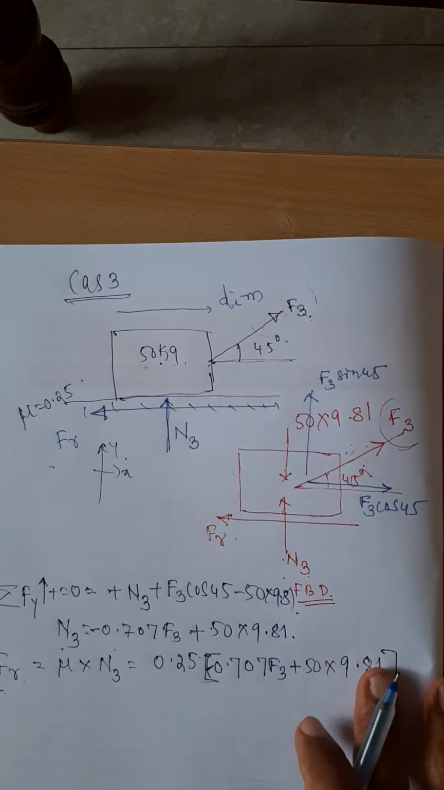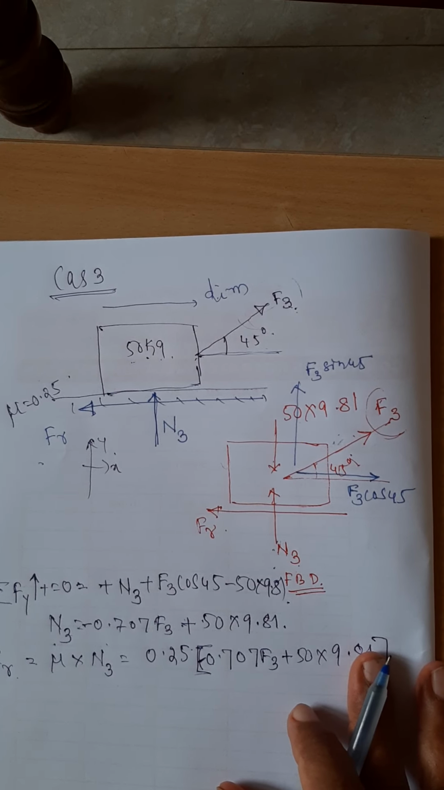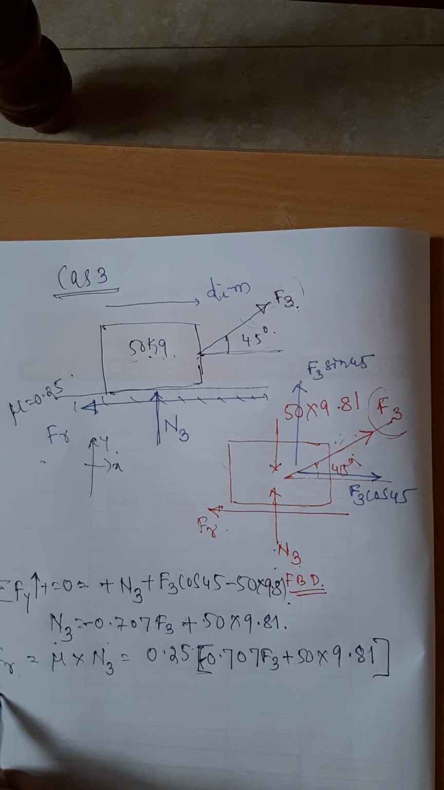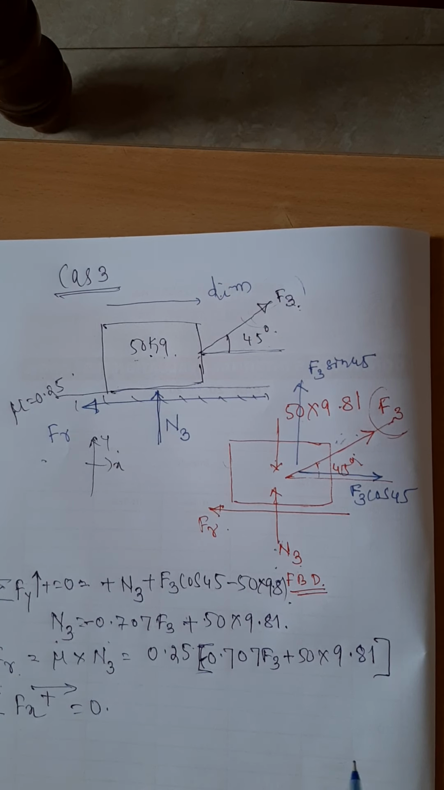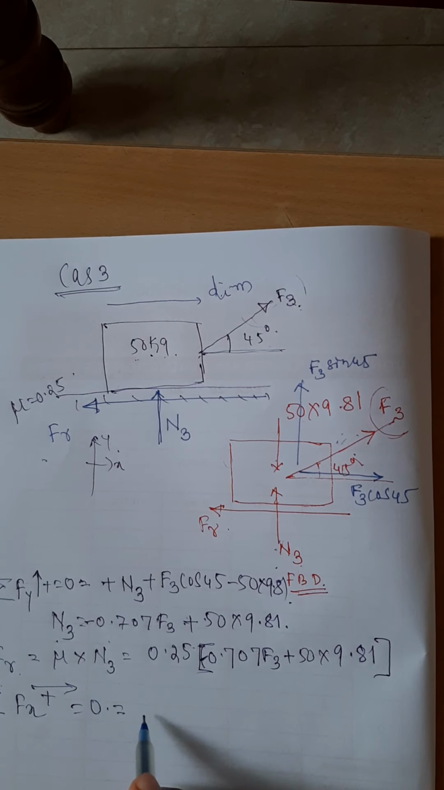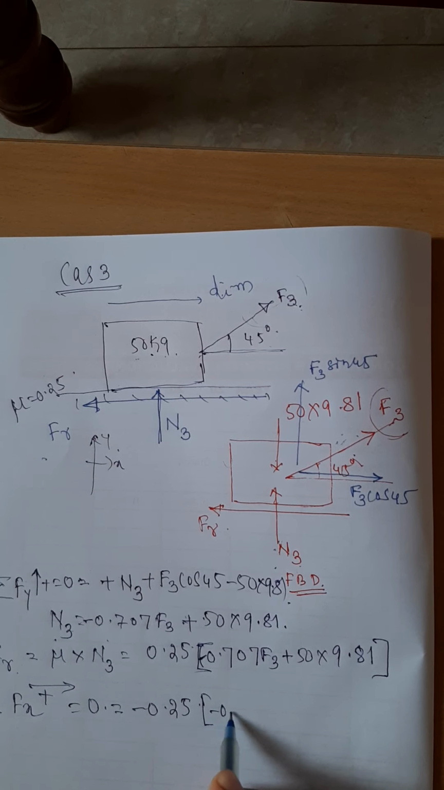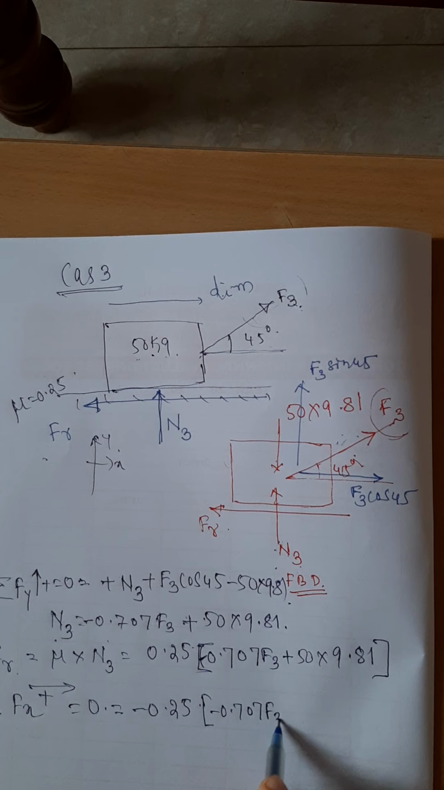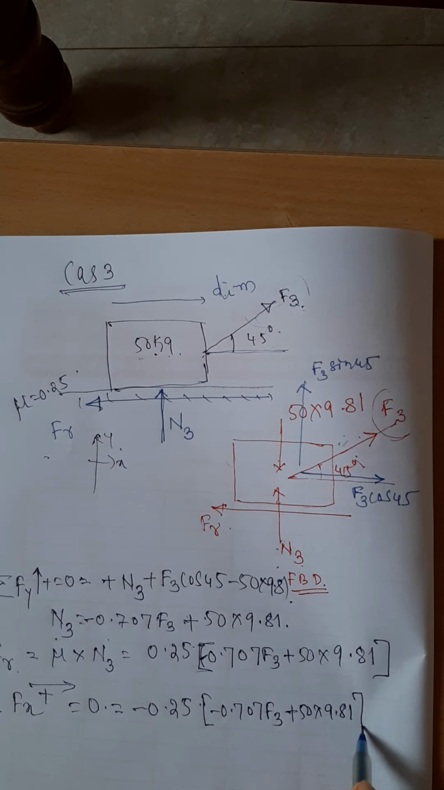Now all the forces acting on the body are known to me. One more equation is left with me. You just apply that particular equation to get the required solution. Total of the forces in x direction taken positive like this is equal to 0. What are the forces acting in x direction? One is the FR and FR is going like this. That is why it is negative: minus 0.25 into bracket minus 0.707 F3 plus 50 into 9.81.